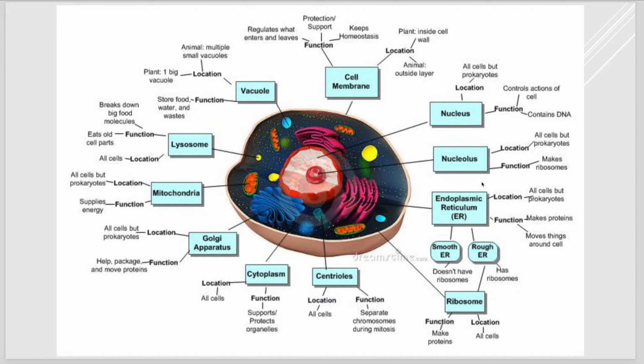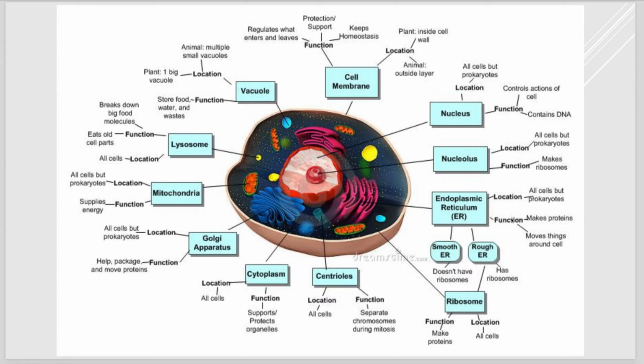The nucleolus is a little sub-portion within the nucleus. It's like a dark portion of the nucleus, and this is where we're going to assemble ribosomes. And of course, ribosomes are going to make proteins. This is where translation is going to happen.